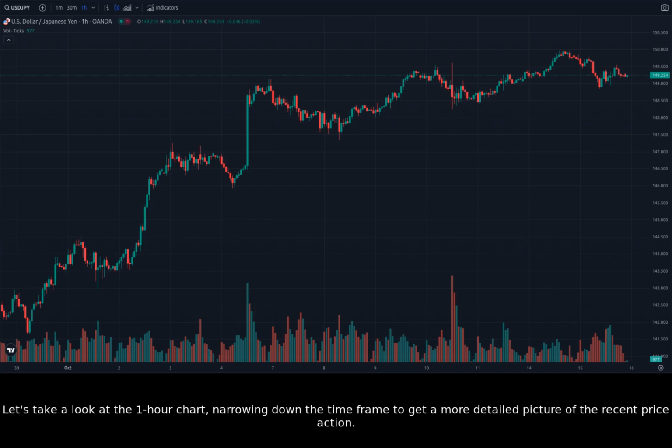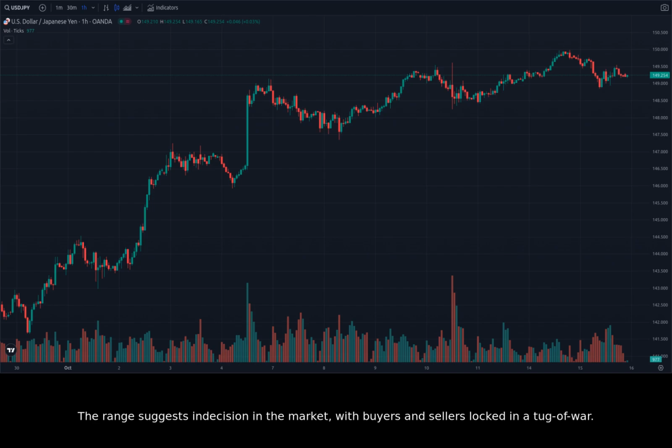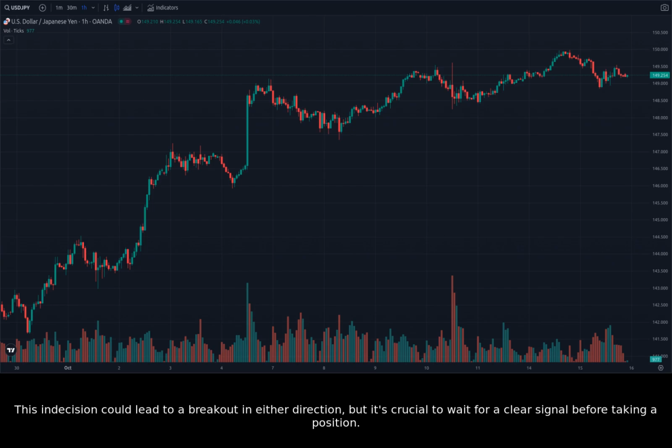Let's take a look at the 1-hour chart, narrowing down the time frame to get a more detailed picture of the recent price action. Here, we can observe that the USDJPY has been consolidating in a range over the past few hours, creating a series of inside bars. The range suggests indecision in the market, with buyers and sellers locked in a tug-of-war.